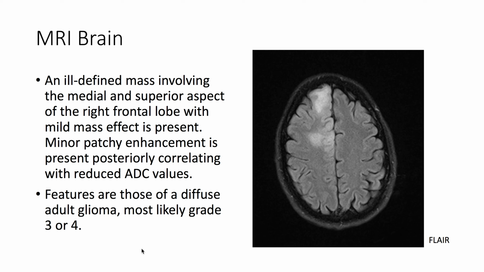Taking a look at the MRI of the brain, we note that there's an ill-defined mass involving the medial and superior aspect of the right frontal lobe, with mild mass effect. Here on FLAIR, we note minor patchy enhancement present posteriorly, correlating with reduced ADC values. These features are those of a diffuse adult glioma, most likely grade 3 or 4.